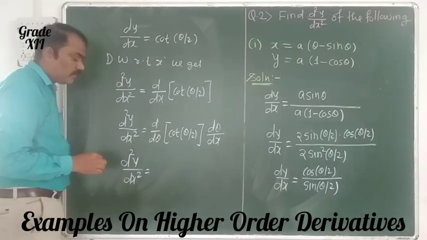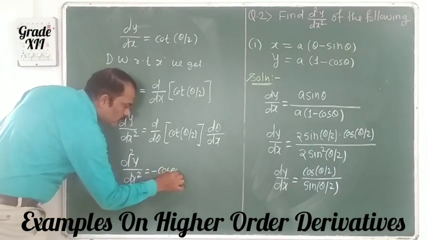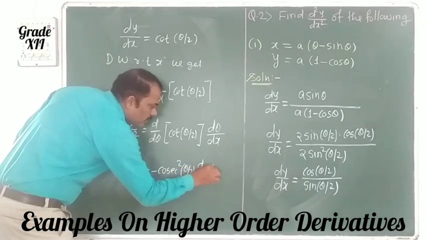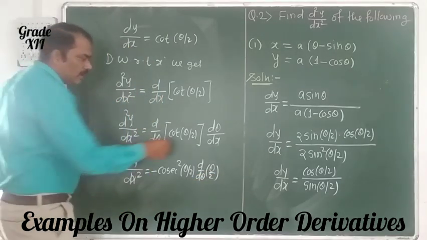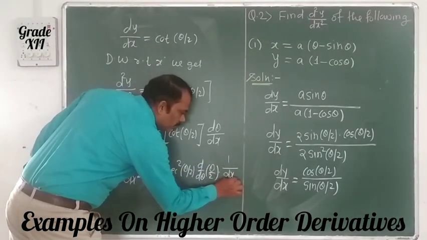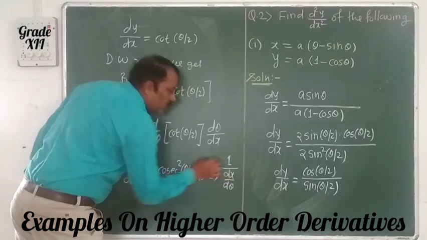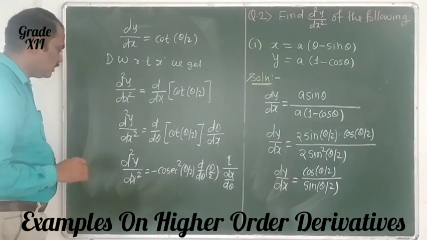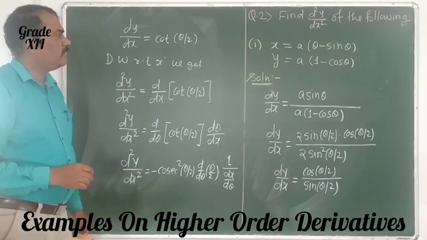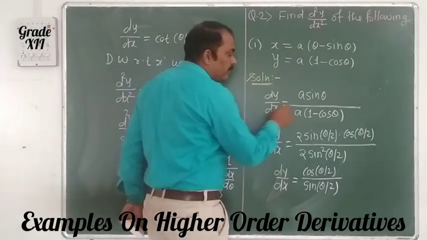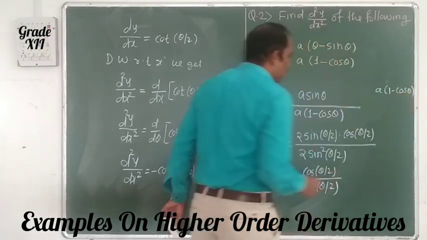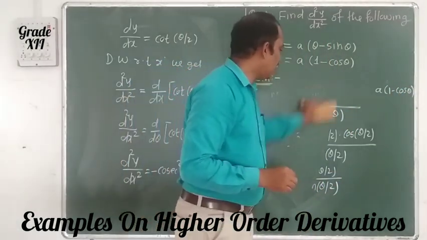So d2y by dx square is equal to, first we have to keep the finger on cot. What is the derivative of cot? Minus cosec square of theta by 2 into d by d theta of theta by 2. Okay. d theta by dx can be written as 1 upon dx by d theta, by using the derivative of the inverse function. Here we require dx by d theta. And what is the value of dx by d theta? This is the value of dx by d theta: a into bracket 1 minus cos of theta. This value we require.